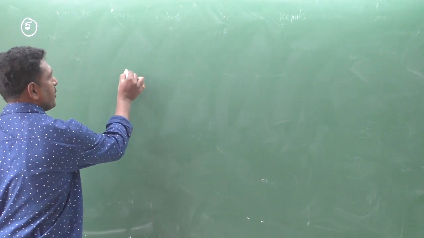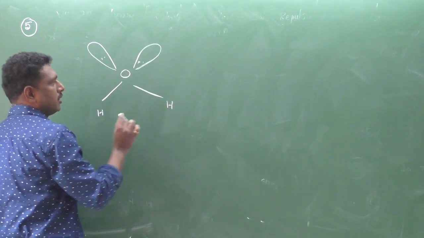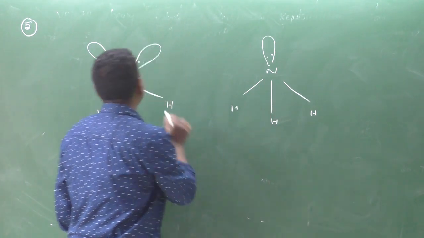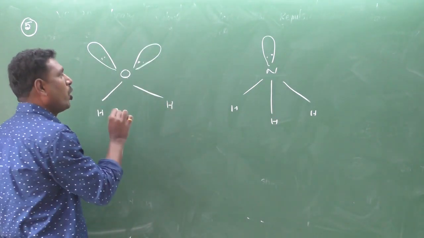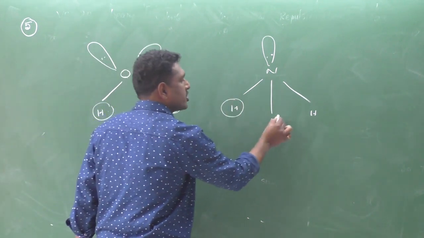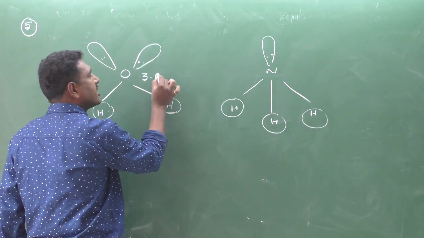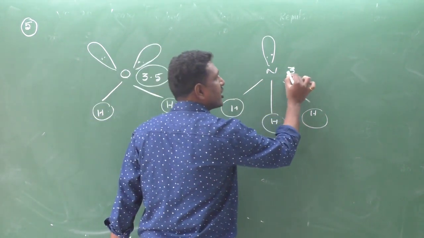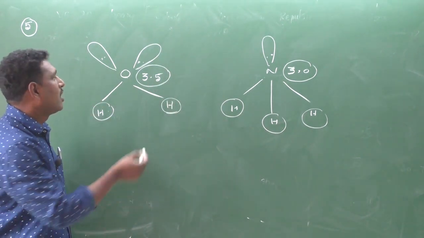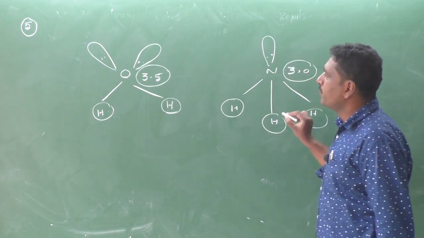What is the fifth point? For example, here I will take one example. Here this is oxygen and this is ammonia. The electronegativity of oxygen is more than nitrogen. Here hydrogen, here also hydrogen. The electronegativity of oxygen is 3.5. The electronegativity of nitrogen is 3. So among these two, which one has more electronegativity? Oxygen has more electronegativity. But hydrogen is the same here.